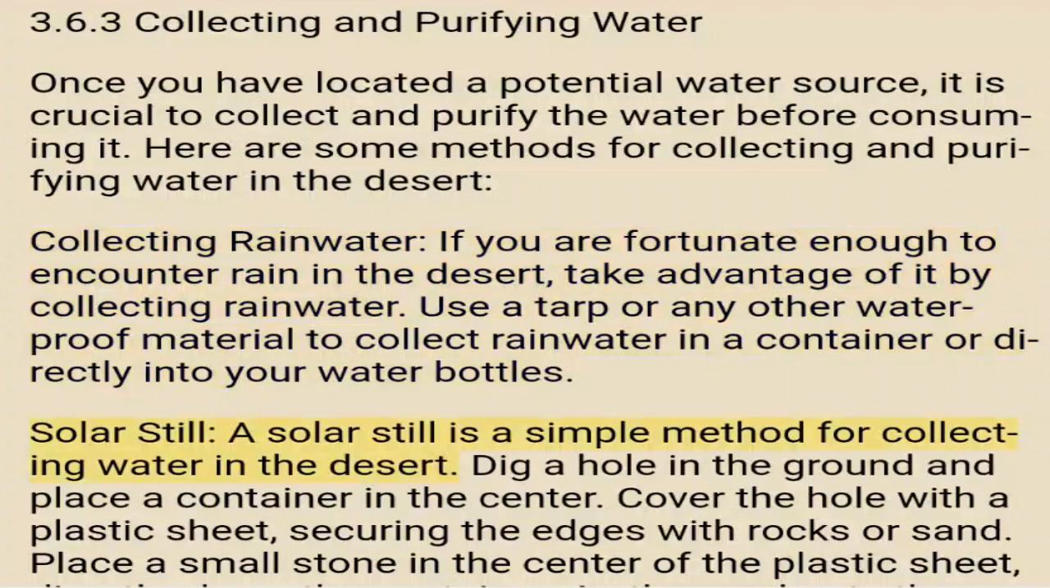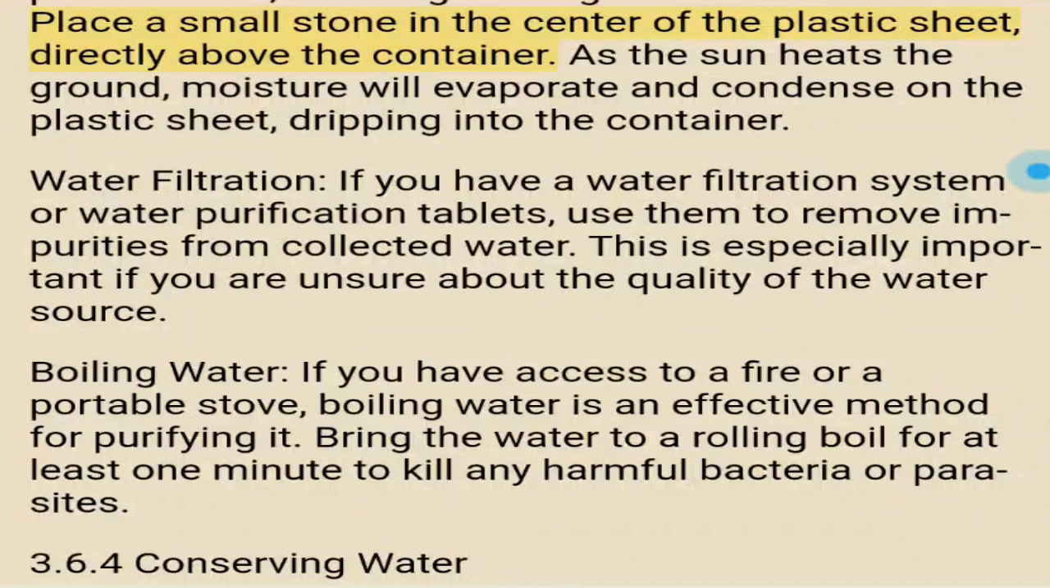Solar still. A solar still is a simple method for collecting water in the desert. Dig a hole in the ground and place a container in the center. Cover the hole with a plastic sheet, securing the edges with rocks or sand. Place a small stone in the center of the plastic sheet, directly above the container. As the sun heats the ground, moisture will evaporate and condense on the plastic sheet, dripping into the container.